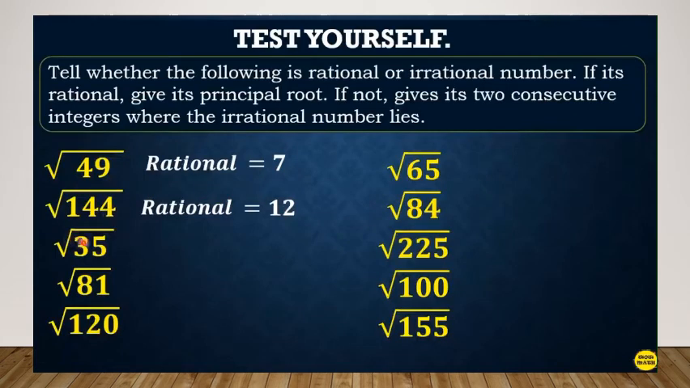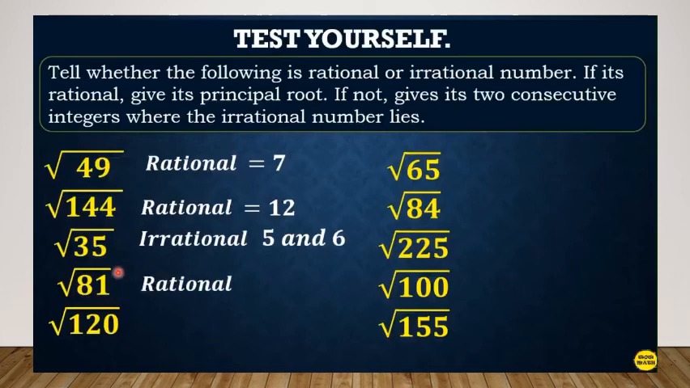Next, square root of 35. So 35 is not a perfect square. So therefore, this is irrational. Okay? And since this is irrational, we will be getting two consecutive integers. So saan napapagitna si square root of 35? Nasa gitna siya ni square root of 25 at ni square root of 36. So si 25 at 36, 5 and 6. Okay? Next, square root of 81. This is a perfect square. So this is rational. Okay. So what is the principal root? Very good. That is 9.